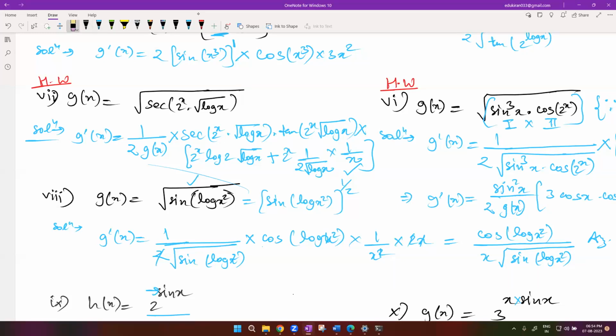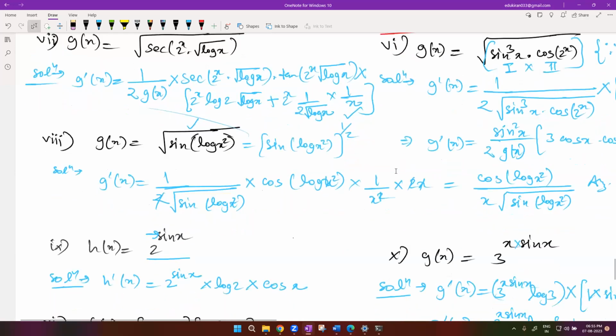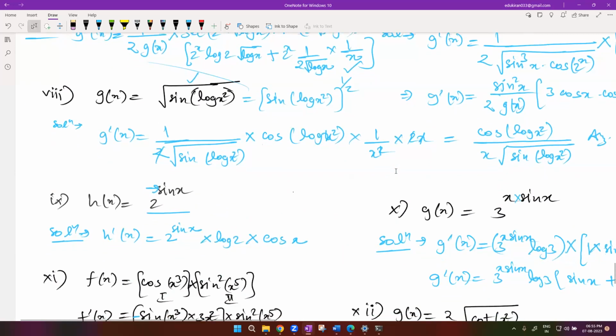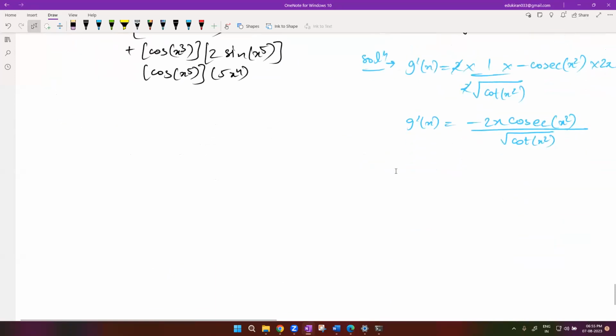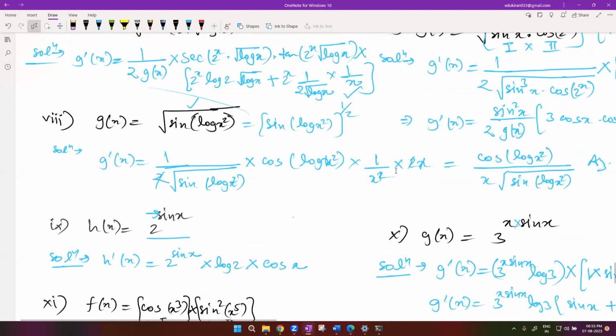But remember this is all in the numerator, right? And the denominator is 2 root g(x). I hope everybody is done with this. If somebody is still writing, then please raise your hand. Cool.